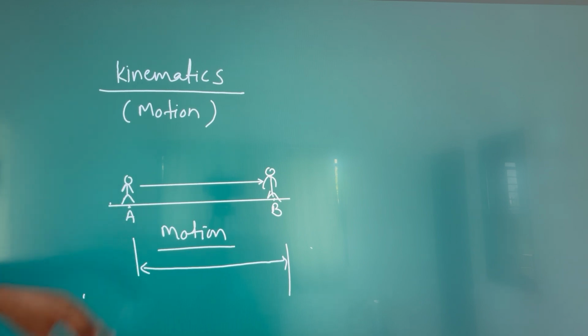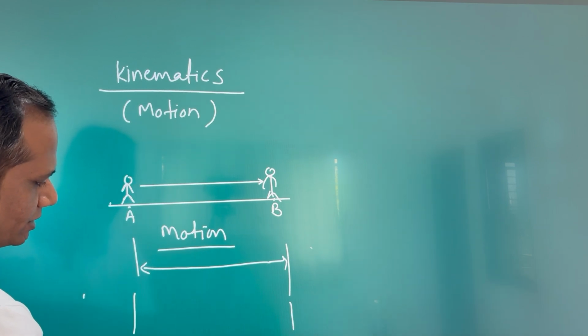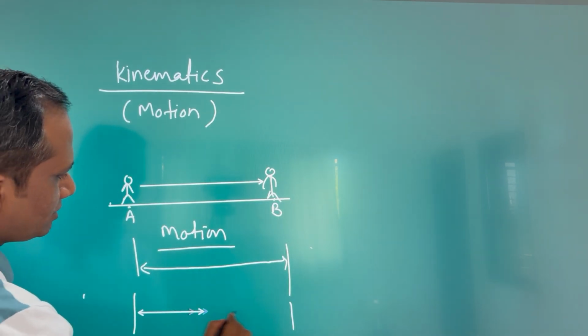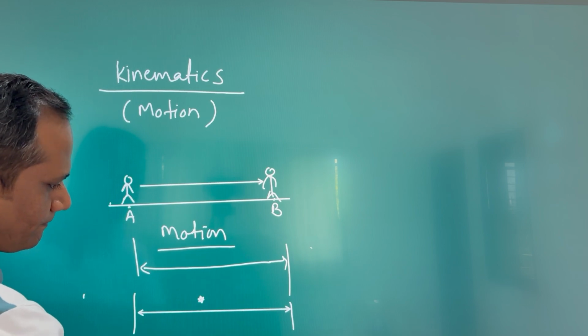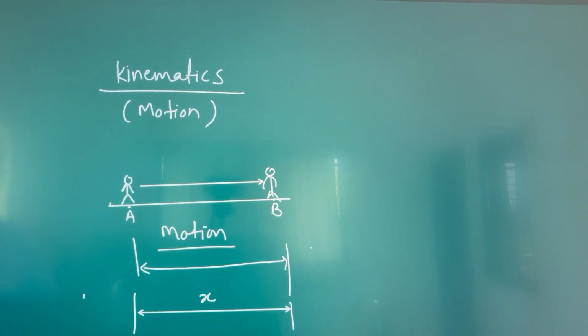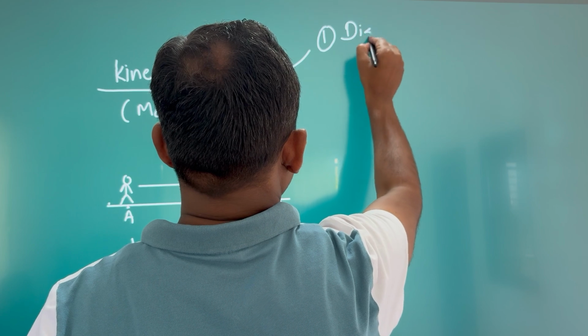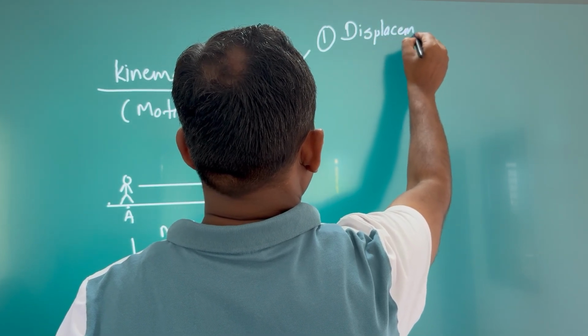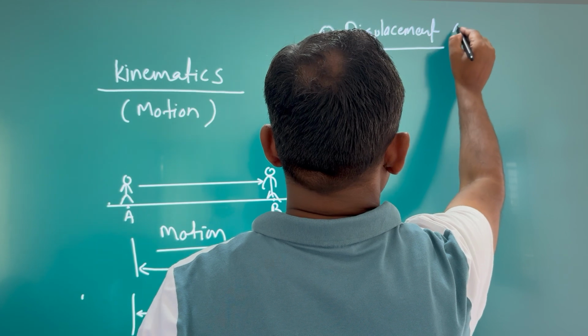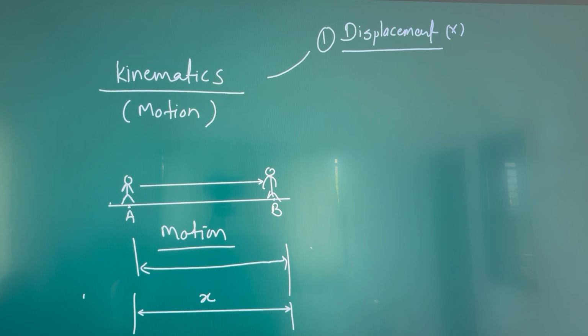that time there is a change, something is changed. Change is measured with the help of a particular physical quantity. This particular physical quantity is said to be the displacement. Therefore, in kinematics, the first important physical quantity is displacement. It's denoted in the form of x. In kinematics, the first important physical quantity is the displacement.